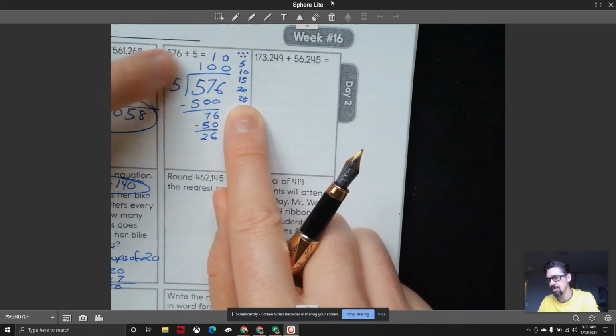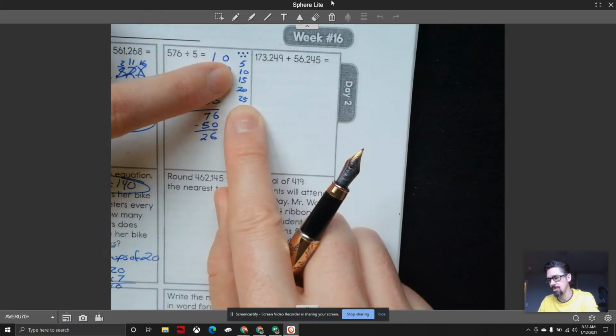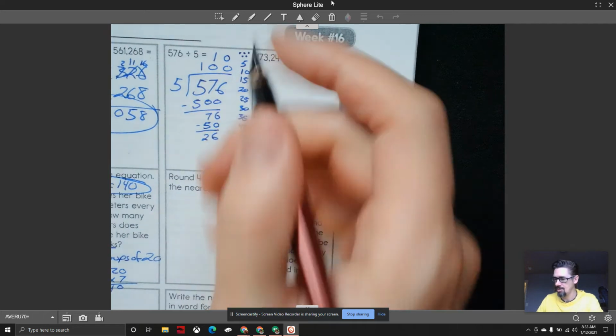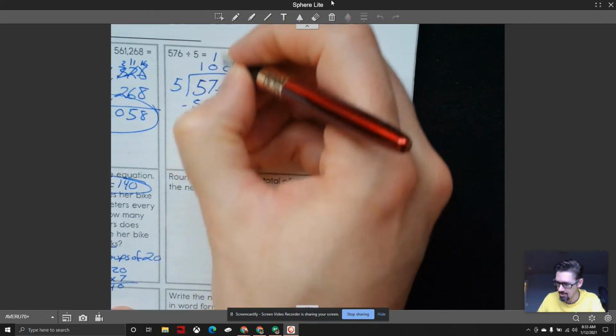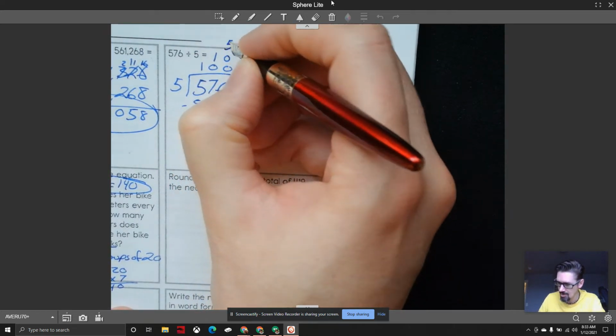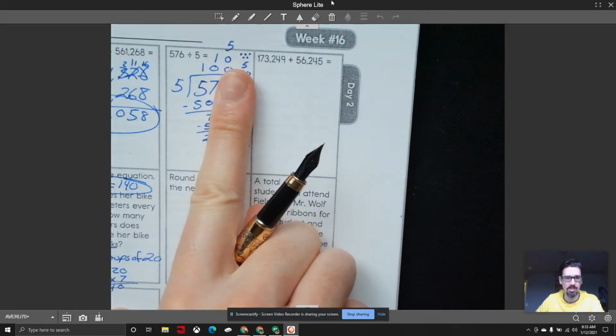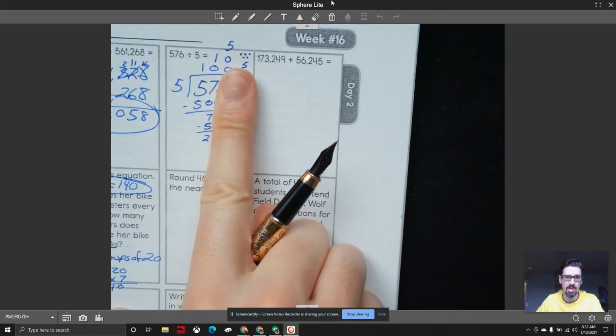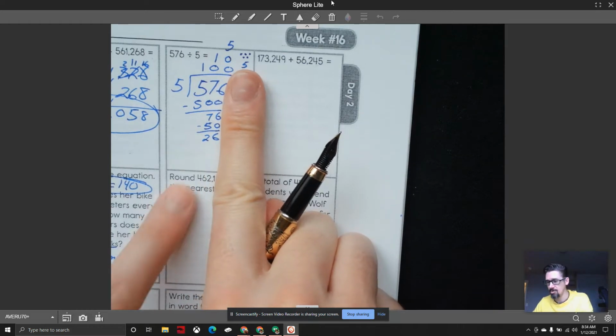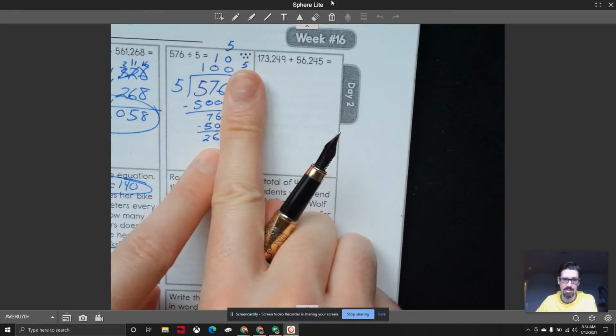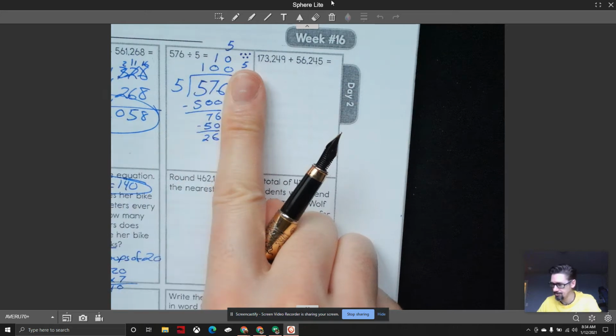Well, how do you know, Mr. Shelton? Let's count them. 1, 2, 3, 4, 5. So I'm going to put that 5 right above the 6. Why not above the 2? Well, if I had it over the 2, then I'd be covering up the 6. 5 does not go into 2. 5 goes into 26. It's the smallest place value that it goes into, and it's the 6. So it goes into that column.